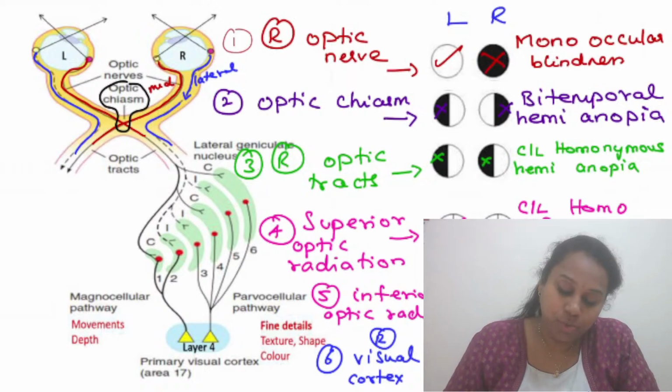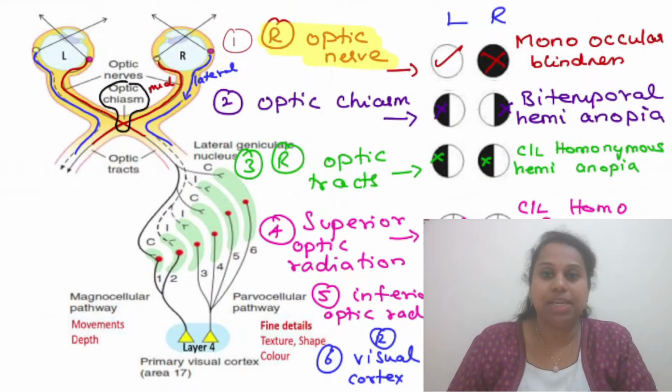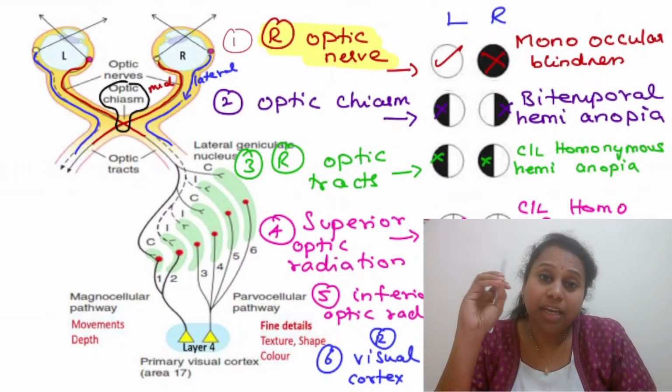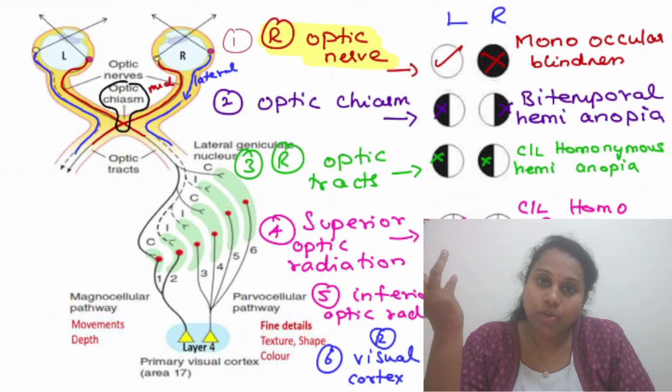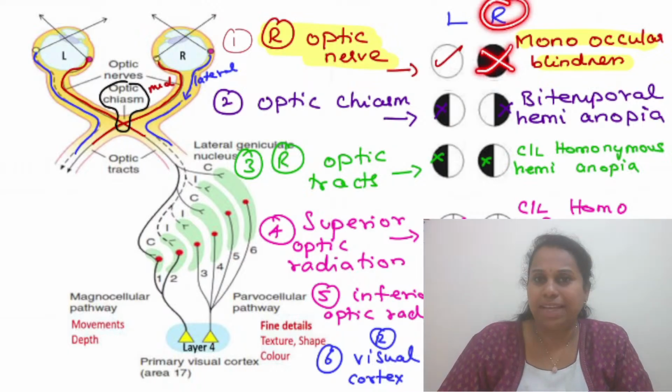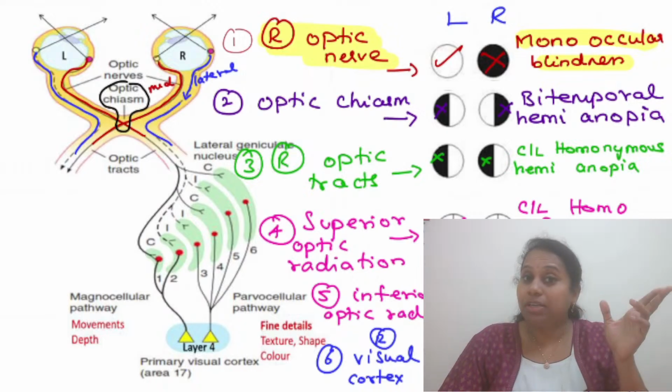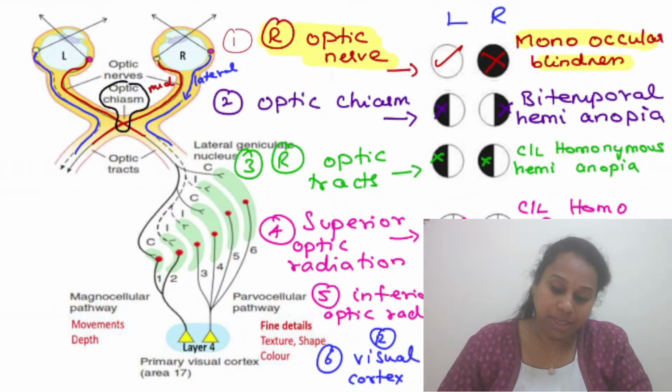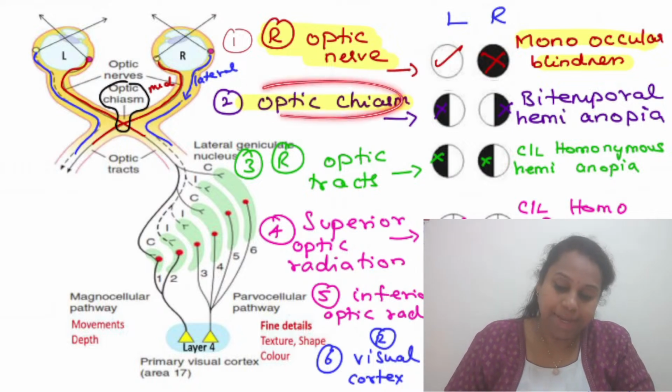So number 1, let's do right side defects first. Right side optic nerve is damaged. If there's any damage to the right eye optic nerve, in the right eye you won't see anything. So on the right eye there is complete blindness, monocular blindness. That's called right eye monocular blindness. Left eye is normal. If left optic nerve is cut, in the left eye you will have monocular blindness, right eye will be normal.